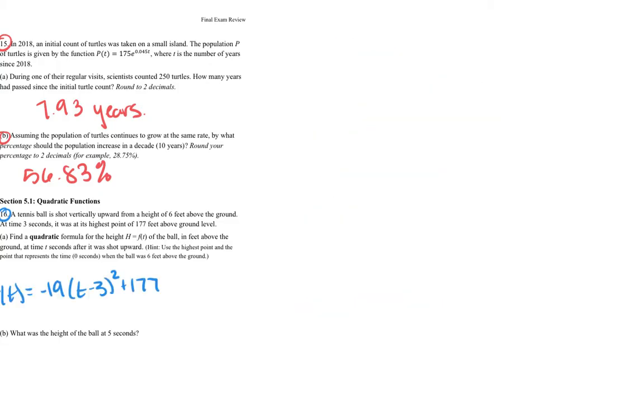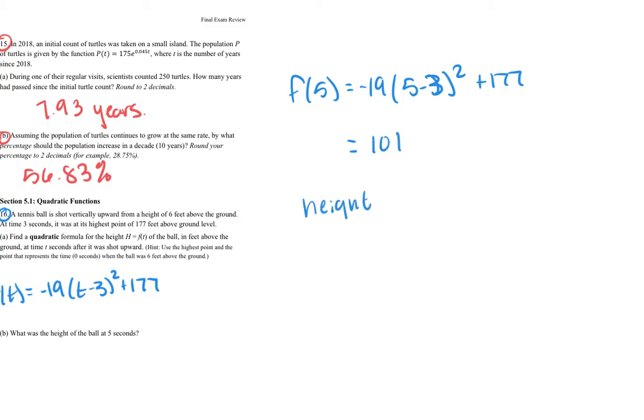Okay, so now it's asking us what was the height of the ball at 5 seconds. So what we're going to do is plug in 5 into that formula. We're going to say f of 5 is equal to negative 19 times (5 minus 3) squared plus 177. Plugging that into our calculator, it's going to be equal to 101. So that means the height at time 5 is equal to 101 feet.